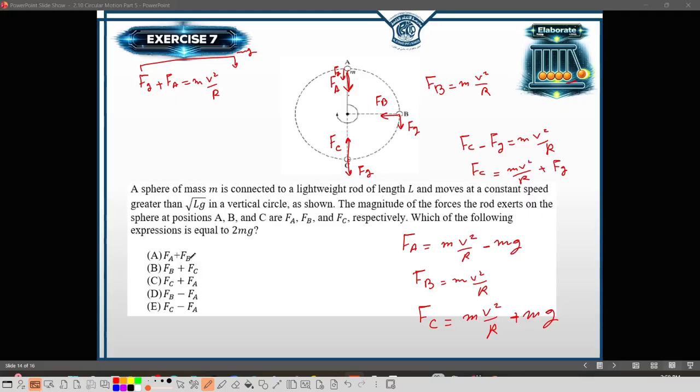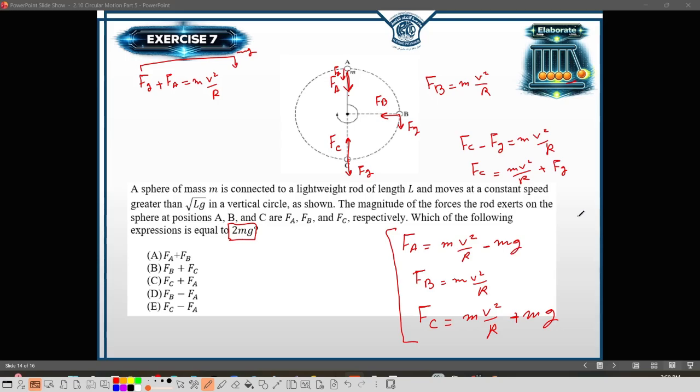It is by adding two of the forces together, A and B, or B and C, or A and C, or the difference between the forces. Now here I have prepared the magnitude of each one of these forces. We need to find out which one of these operations will lead to 2mg. As you can see, in all of these equations, the mv squared over r is explicit in each one of them. So in order to get mg, it means we need to eliminate the mv squared over r due to the applied operation.